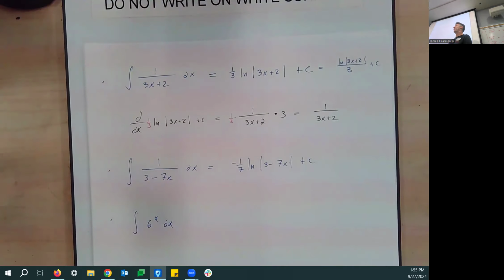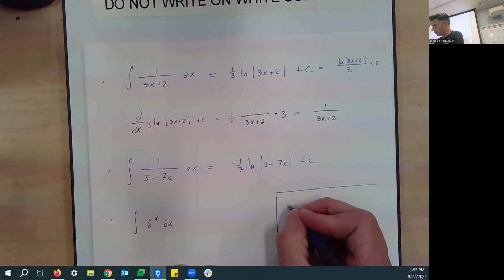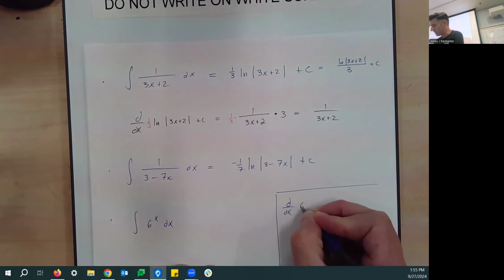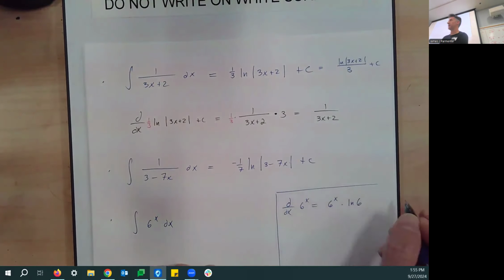So here's the thing you want to remember about things raised to the x power. Usually their antiderivative is pretty much the same. The best example is, of course, e to the x. The antiderivative of e to the x is e to the x. The derivative of e to the x is e to the x. For other bases, though, it's a little wonkier. Not a lot, but a little. We know, or at least I mentioned last class, that the derivative of 6 to the x is 6 to the x times the natural log of 6.